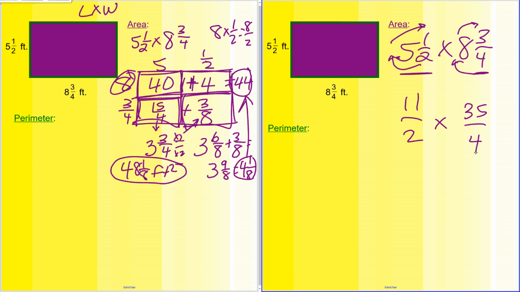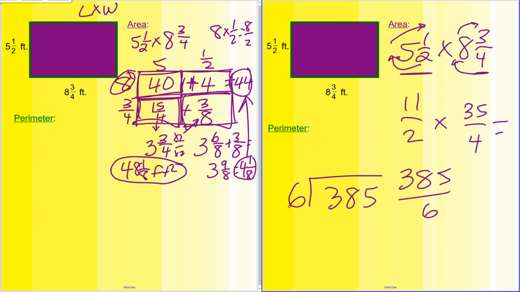Now the drawback to this is I am going to get a very large number, because now I need to do 11/2 times 35/4. I don't have any way to do any canceling on this one, so I'm going to have to do the multiplication. 35 times 11 is 385. 2 times 4 is... whoops, it's 8. My mistake. 4 times 2 is 8. Don't add them. I knew something didn't look right.